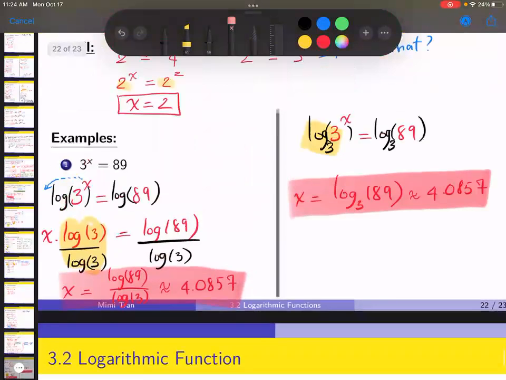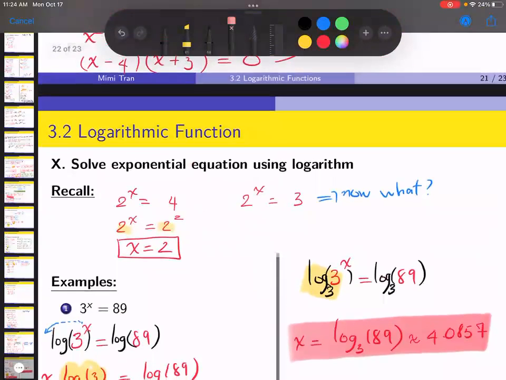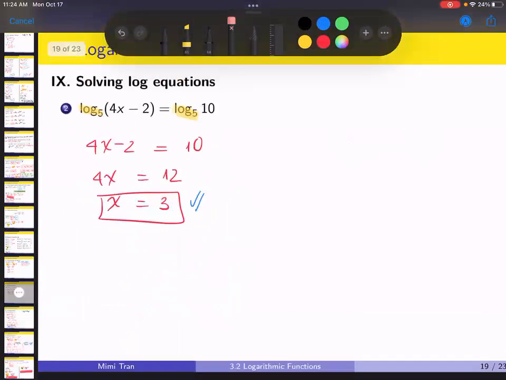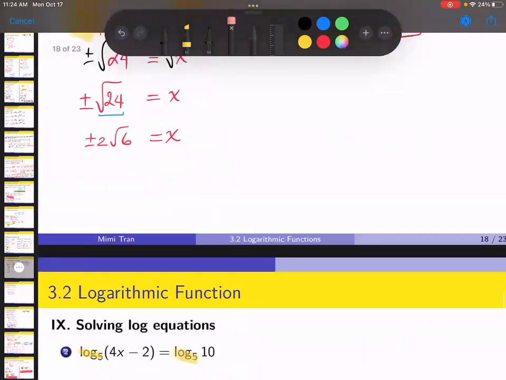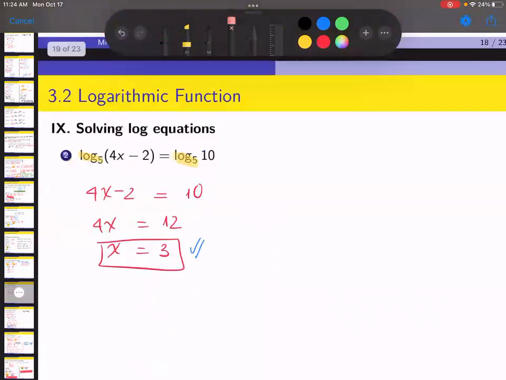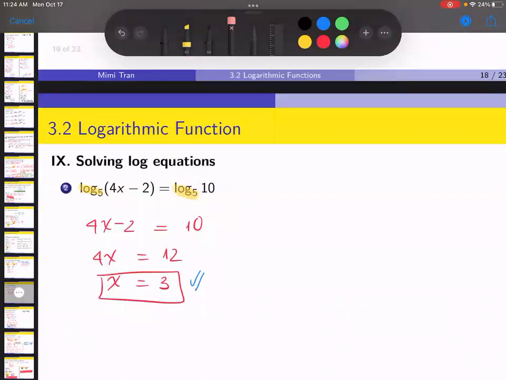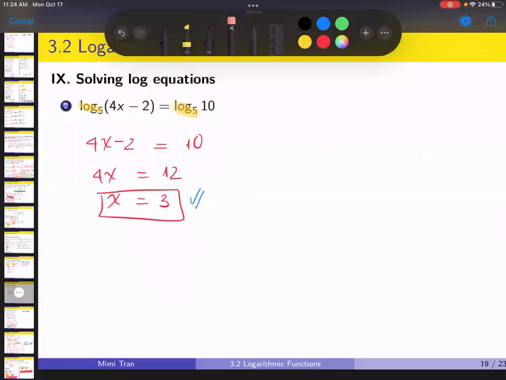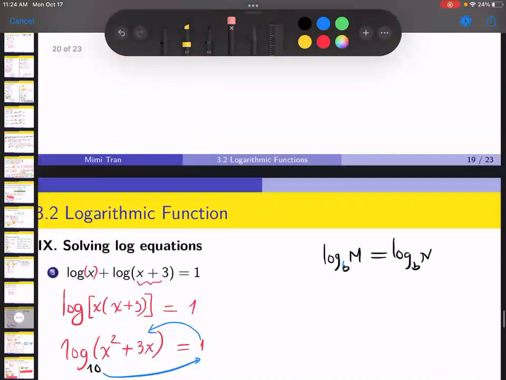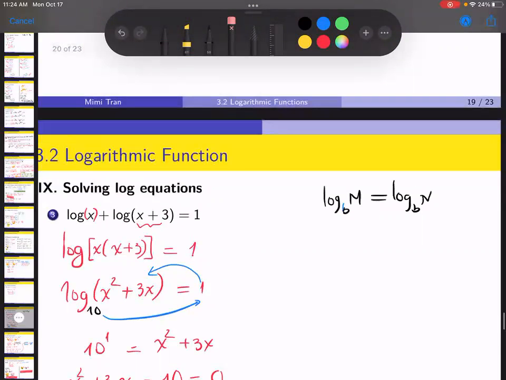Yay, we've done 3.2. On your quiz, I want you to take a look at objective 9, solving log equations, objective 9. There's more though. There are 2 questions on your quiz, but this one is worth 4 points.